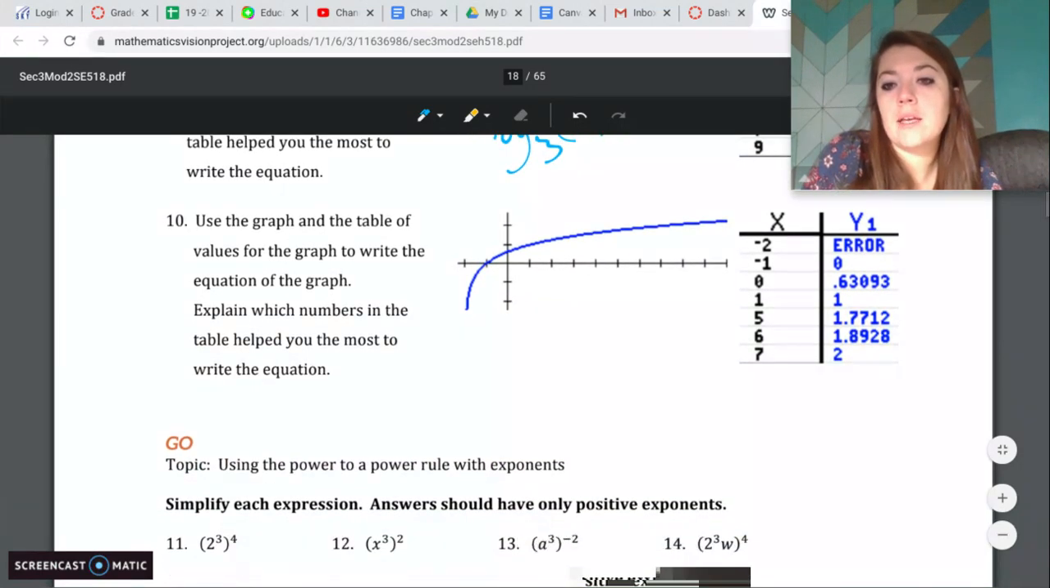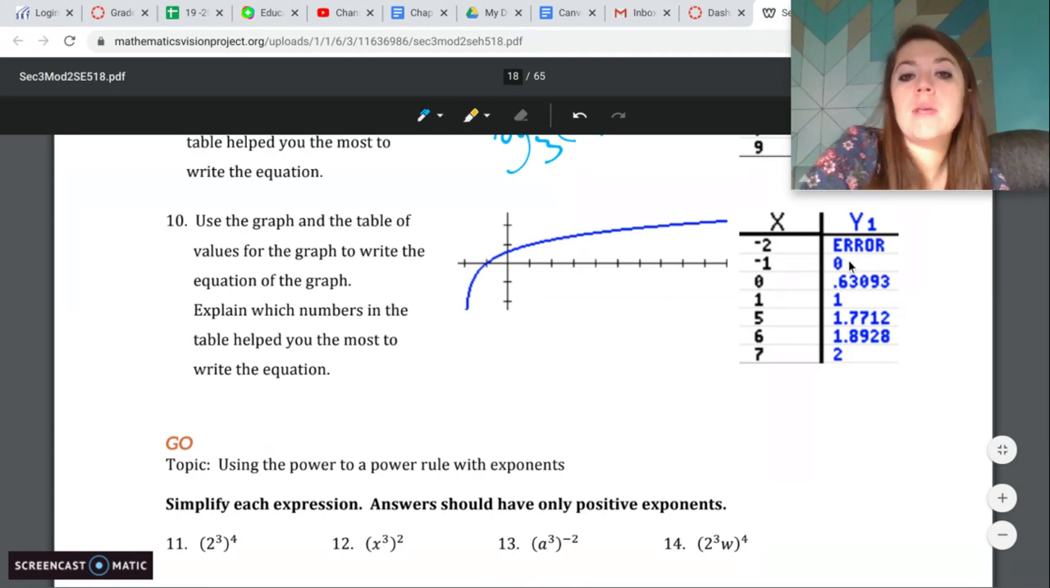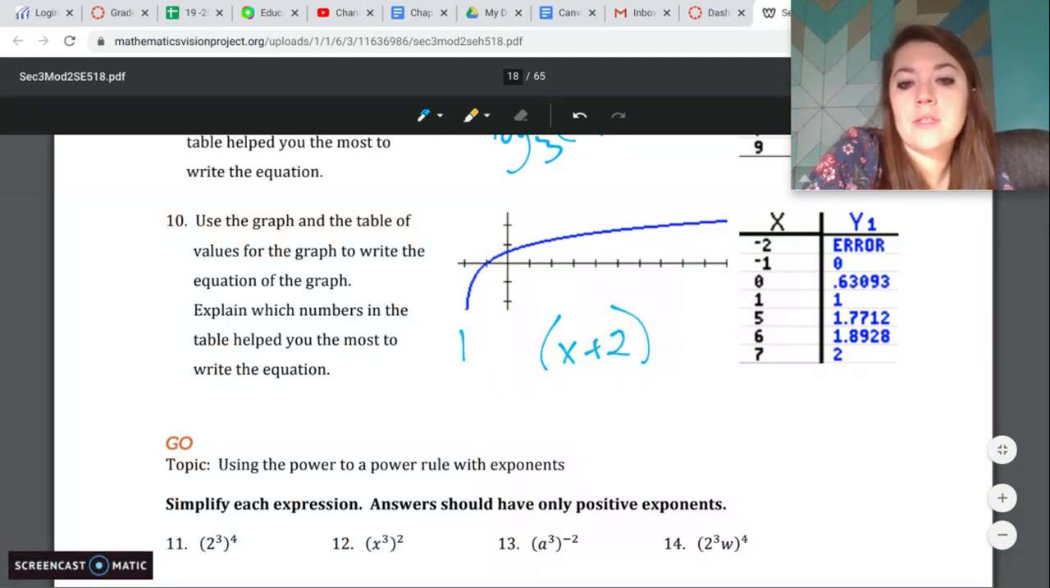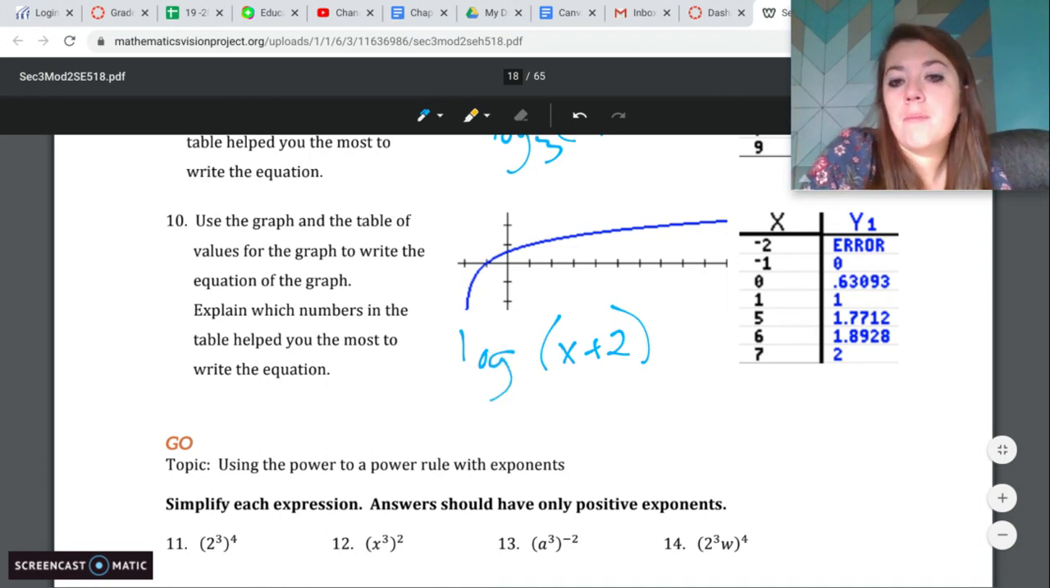All right, for 10. In this one, we have error for -2. Anytime you get an error, that means that you're getting a 0 for the big number in the log, and we can't ever have that. So that must mean that we have an x plus 2 inside those parentheses on our log, because then plugging a -2 into there would make that a 0, so it doesn't work.